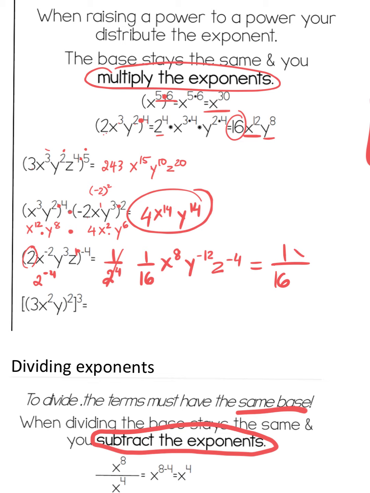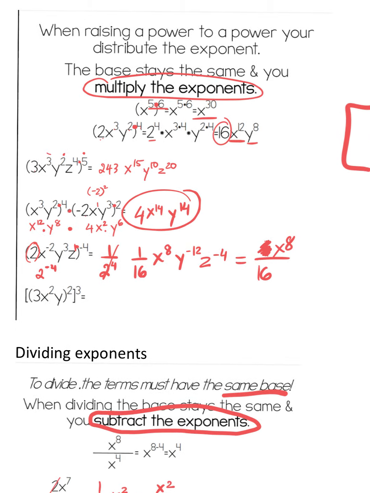X is positive, so I'm going to leave it at the top. And then you can delete that 1, because x to the power of 8 times 1 is x raised to the power of 8. Y will be at the bottom. We flip and negate: y to the 12, z to the 4. Done. You can put the dot in between or you don't have to.